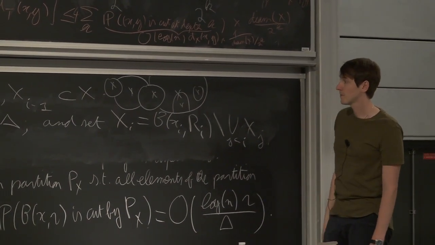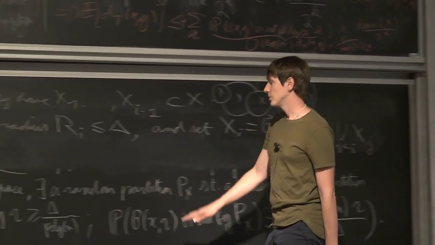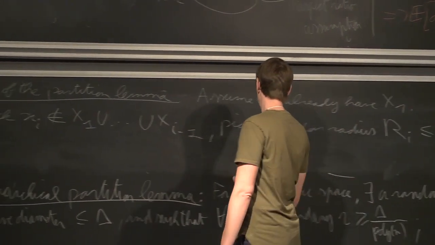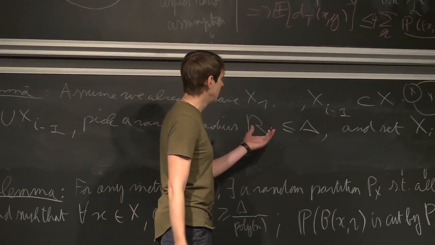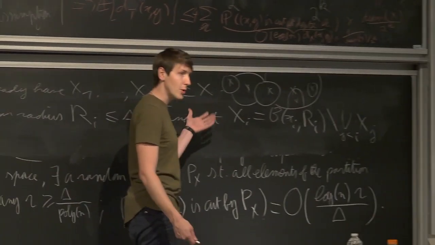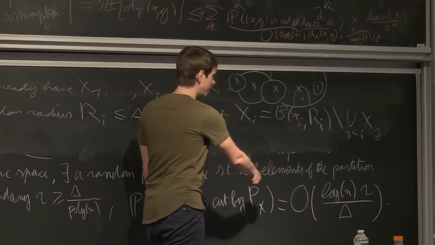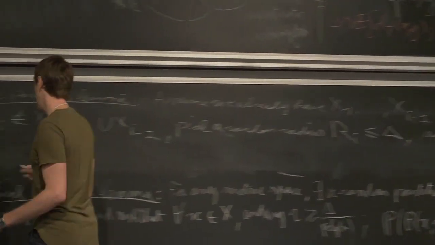Okay. So now how do I pick this random radius? So what I'm going to do is a really beautiful trick. I'm going to take it from an exponential distribution, and then I'm just going to use the memoryless property of the exponential to prove this bound. Okay, so amazing trick.